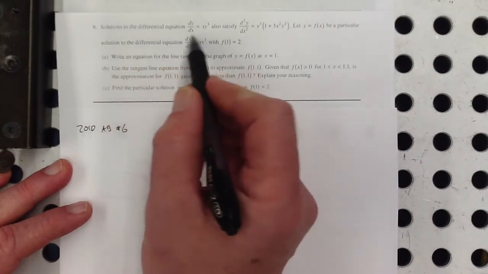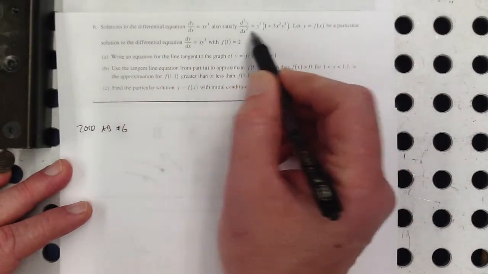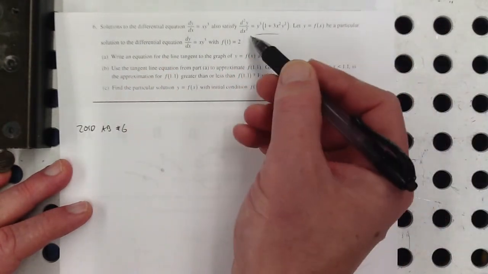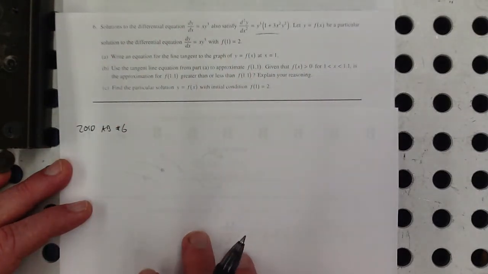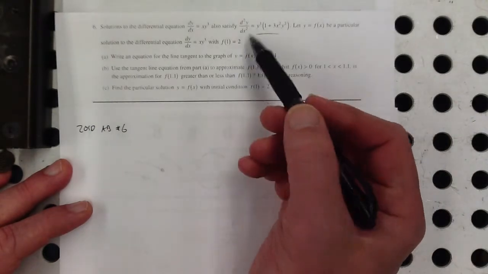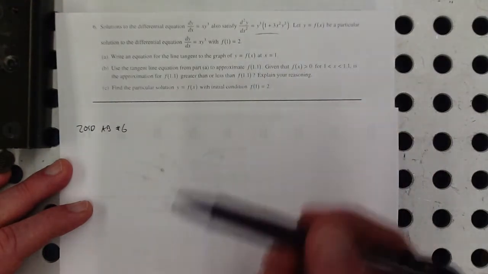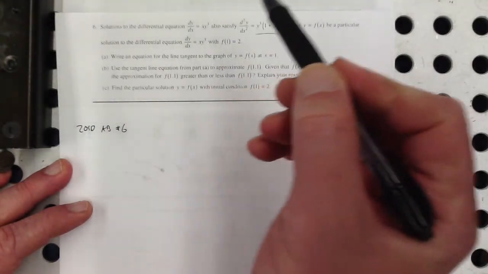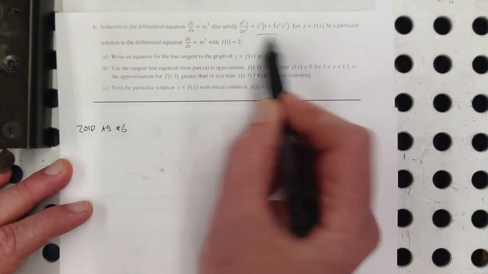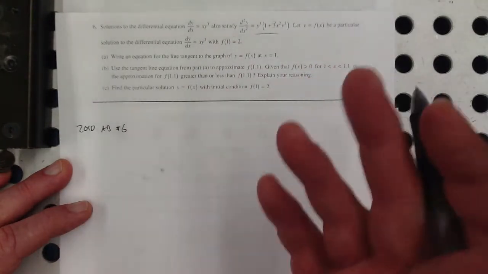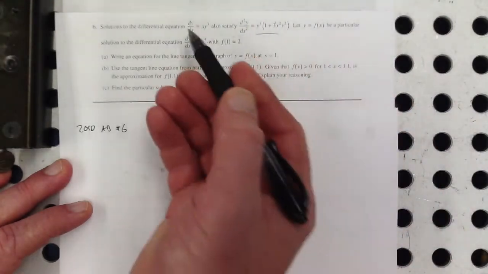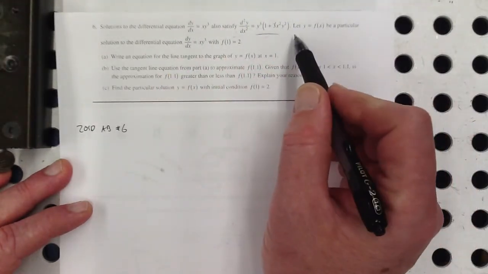Solutions to the differential equation. This also satisfies the second derivative is equal to this. They didn't have to give us that, but somehow in the way they constructed this problem, they didn't want you to blow it by messing that up. So one way or another, they gave us this, but we could have done that ourselves.